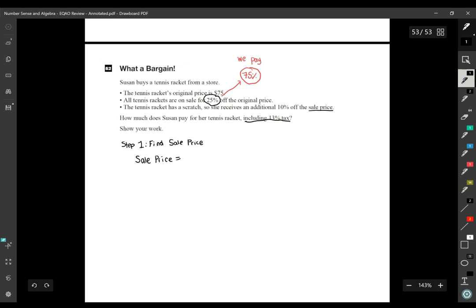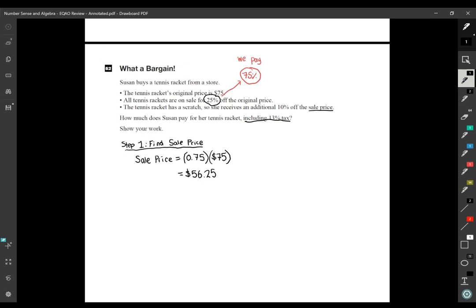we take the original price and we multiply it by 75%. Remembering that 75% in decimal form is 0.75, we multiply that by our original price, which happens to be $75. So 75 times 0.75 is going to give me a sale price of $56.25. Okay, so that's the sale price.